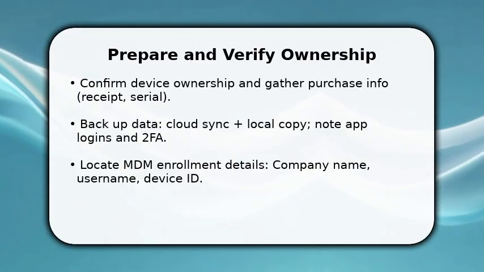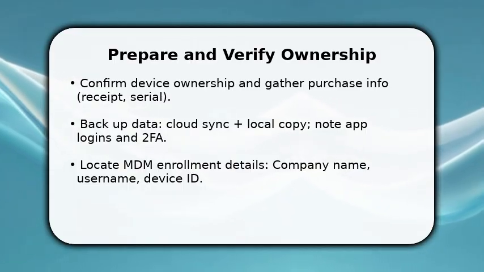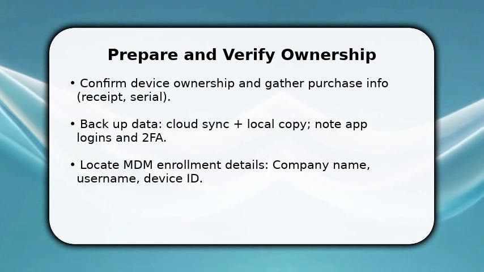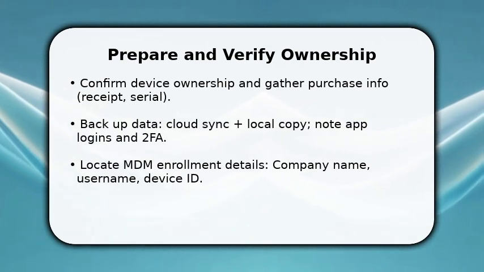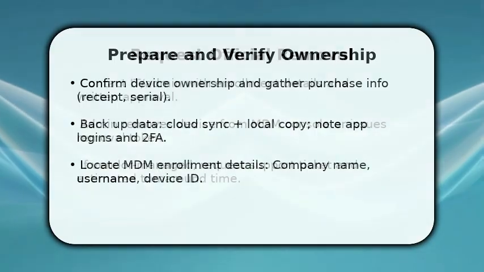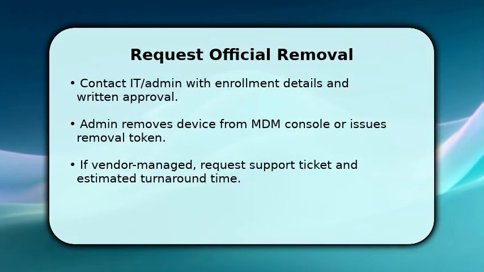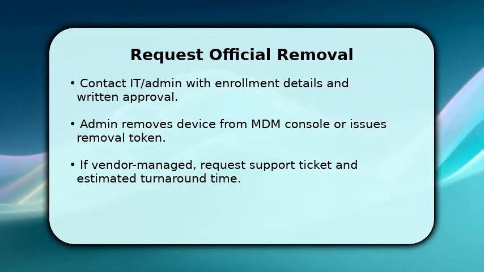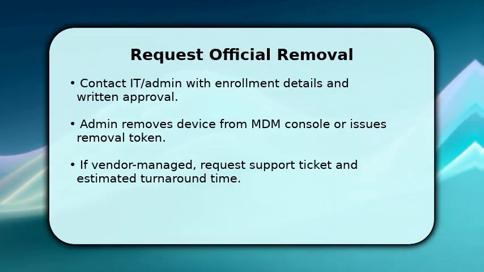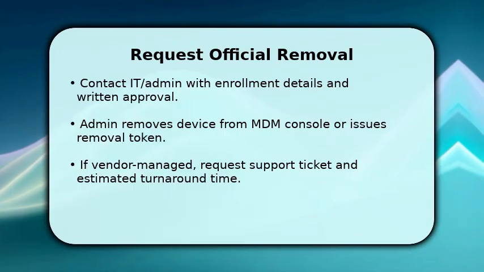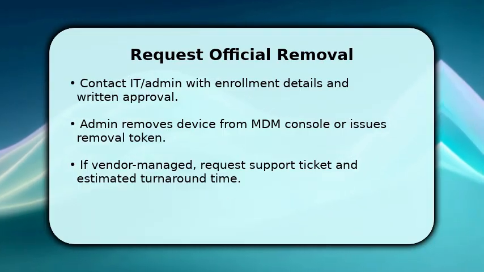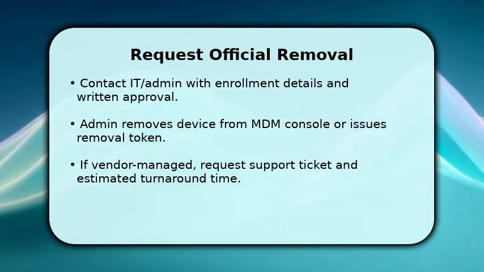This step prevents accidental data loss and ensures the removal path is legitimate, which saves time when you contact the administrator or vendor. Next, contact the MDM administrator or vendor and request official unenrollment. Provide the collected device ID and proof of ownership, and ask them to remove the device from the MDM console or to generate an unenrollment token.